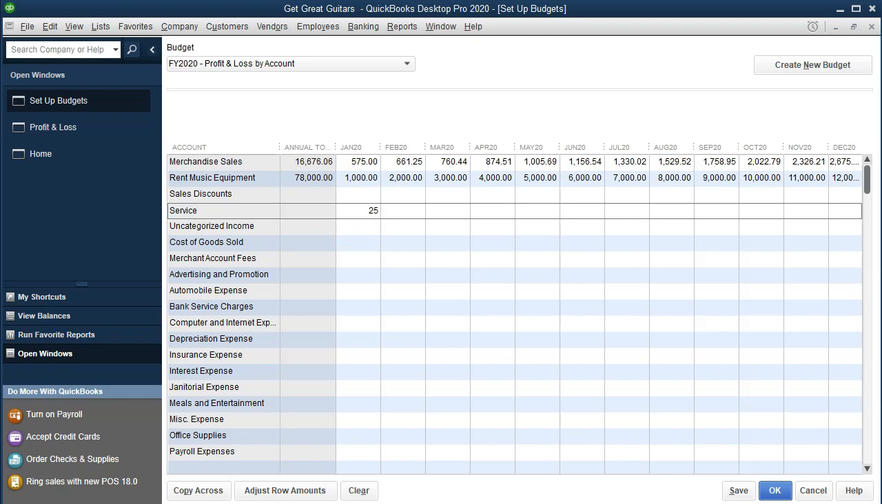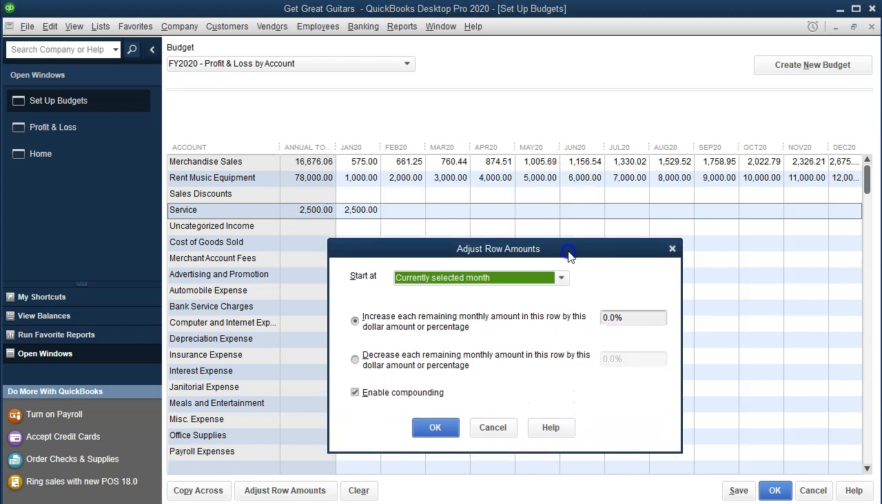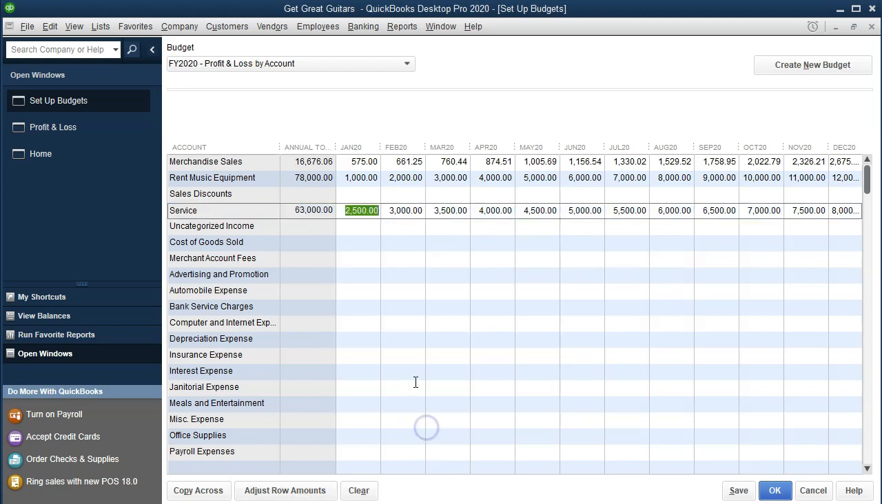We're going to put 2,500 there. And without going into another cell, once again, we're going to go down to the adjust row amounts. Within adjust row amounts, we're then going to pick the currently selected month. We're going to increase each row monthly, and we will do so this time by $500. So it's going to increase 500 over and above the prior increase. It will, in essence, be, in other words, compounding. So we're going to have enable compounding, and then we will say okay. And so now it's at 2,500, 3,000, 3,500, and so on and so forth.